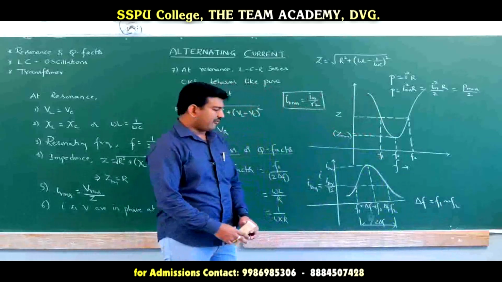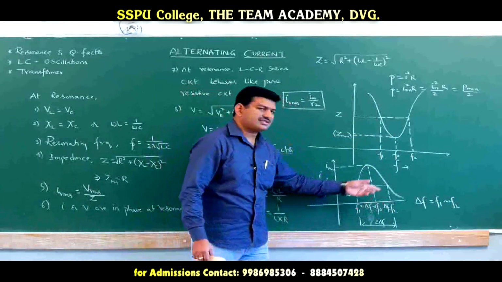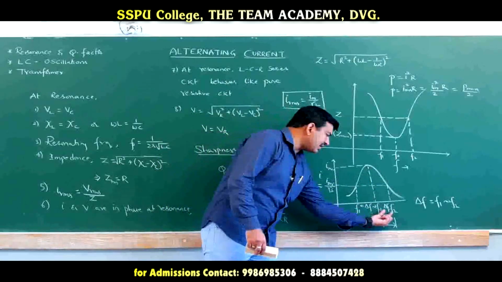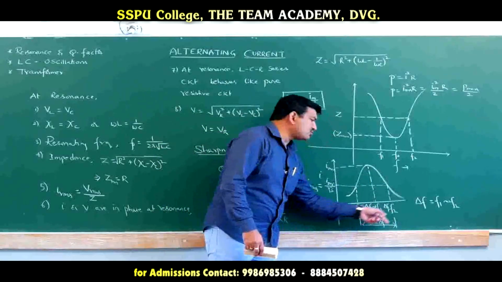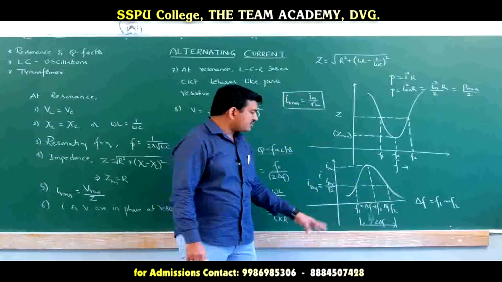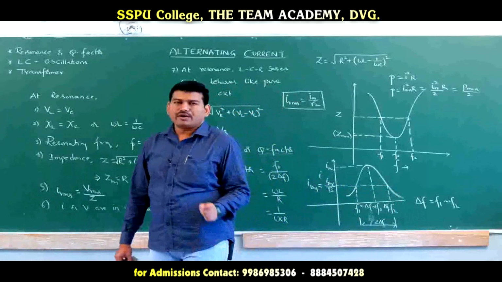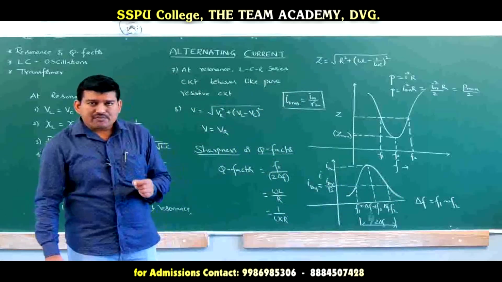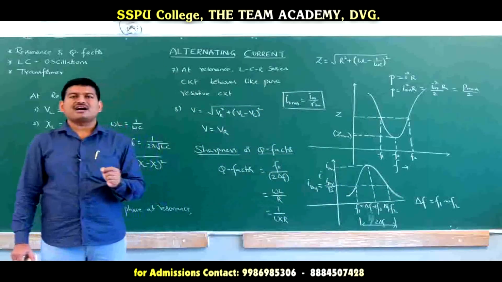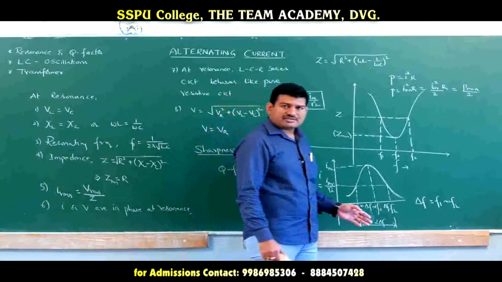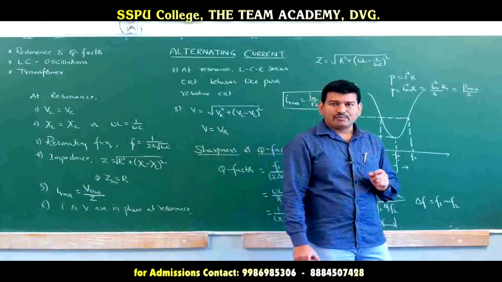F1 minus F2, that means the difference in these two frequencies is nothing but the bandwidth. So here I have taken this as delta f, and this as delta f, therefore the difference of these two is 2 delta f. In some textbooks they will directly take this range as delta f, which is called bandwidth. What is the bandwidth definition? Bandwidth is nothing but the difference in the half power frequencies. The difference in half power frequencies is called bandwidth.